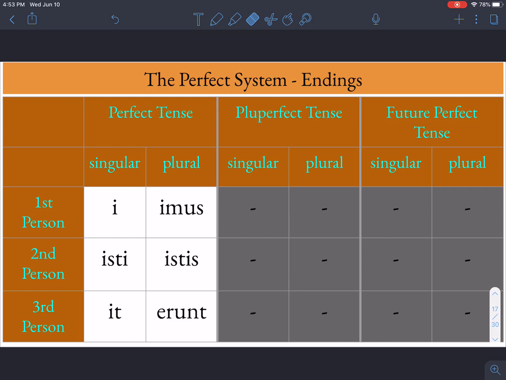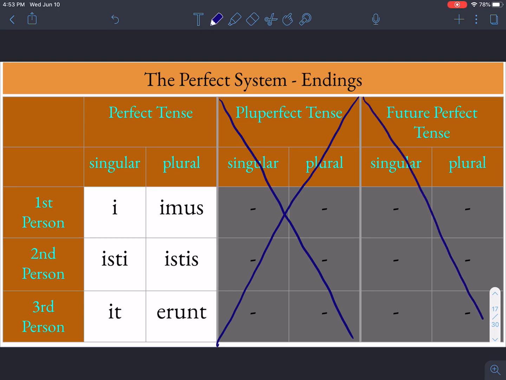Again, as I said before, don't worry about the endings for the pluperfect tense or the future perfect tense because we did not go over them this year, and I'm not expecting you to know them. But I will say that the perfect tense is actually one of the most important tenses in Latin. When you get to reading upper level material like Caesar or Virgil, you're going to see the perfect tense the most out of all the tenses. It's one of the most common ones, and we'll see why when we talk about how to translate each form.